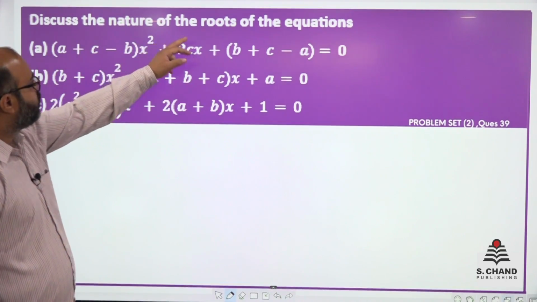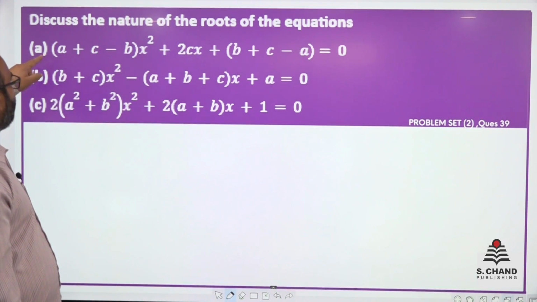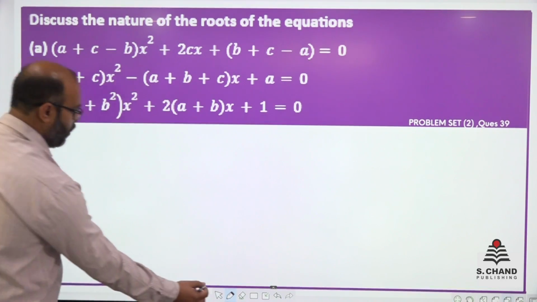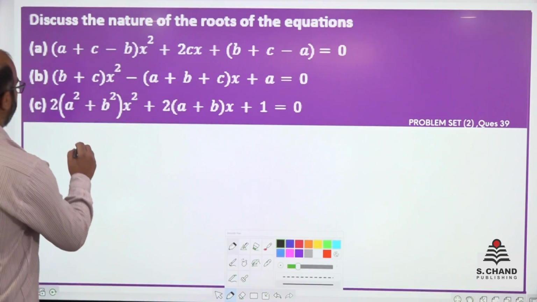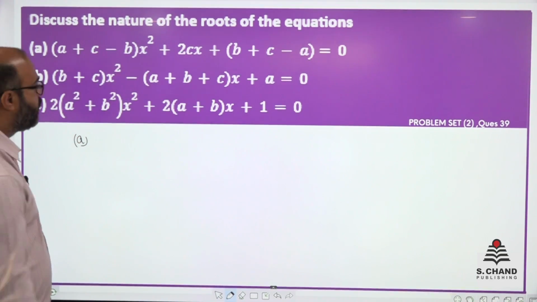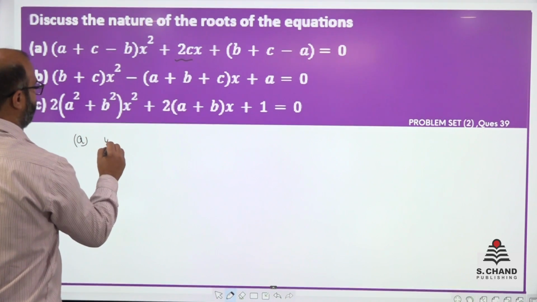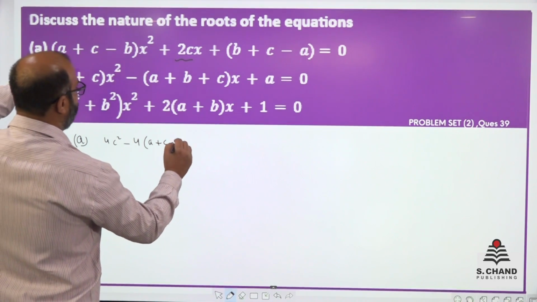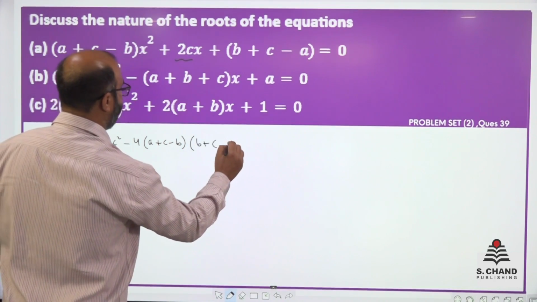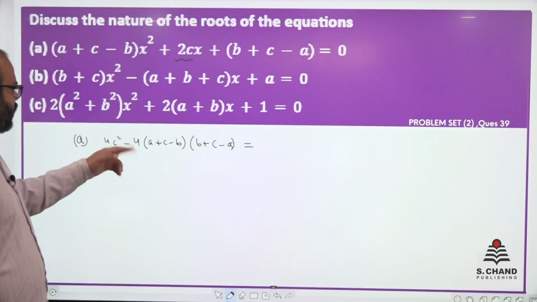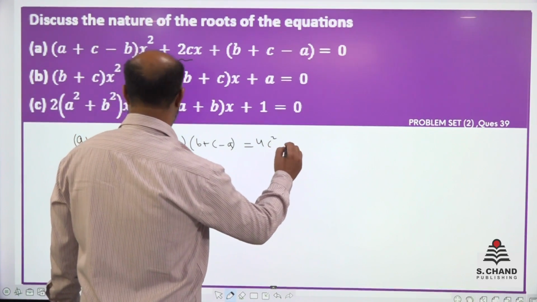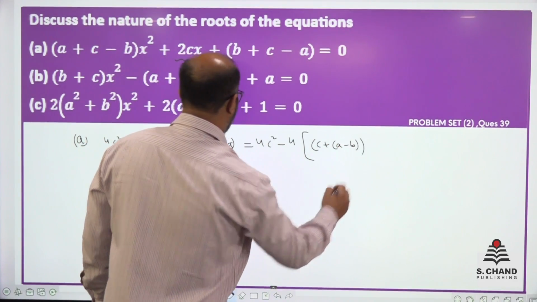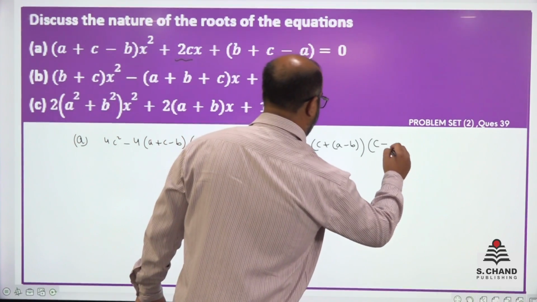Discuss the nature of the roots of the equations. (a plus c minus b) x square plus 2cx plus (b plus c minus a) is equal to 0. So here in this, let us see the discriminant. Discriminant is b square, that is 4c square minus 4ac, 4 (a plus c minus b) into (b plus c minus a) is equal to, let us open, or before opening let us do some more manipulation, 4 c plus (a minus b), and here c minus (a minus b).